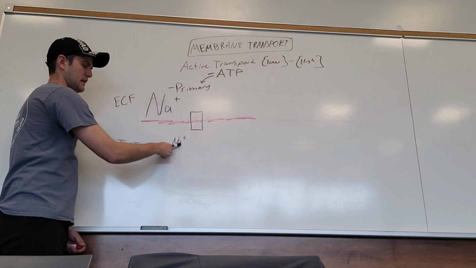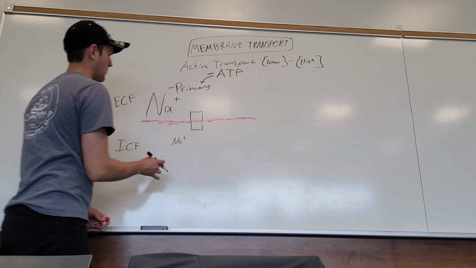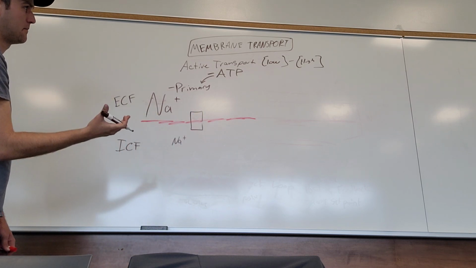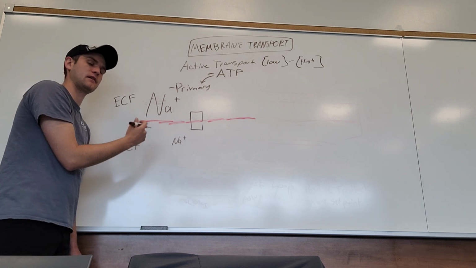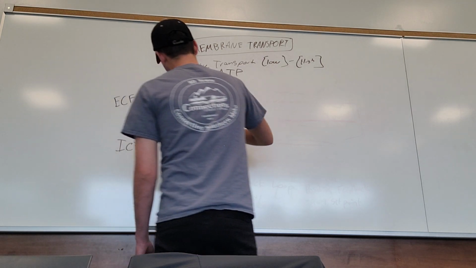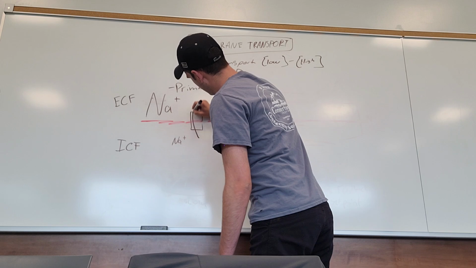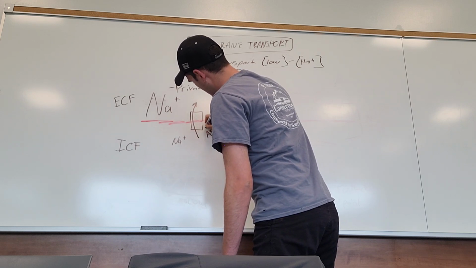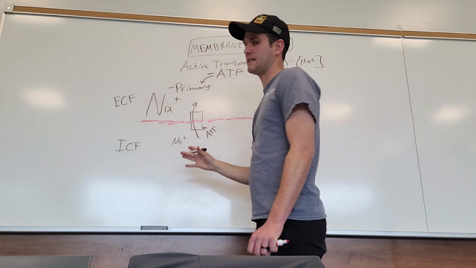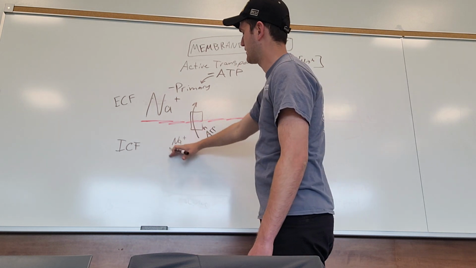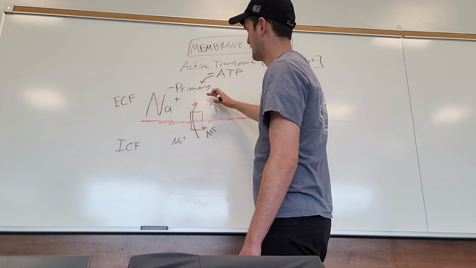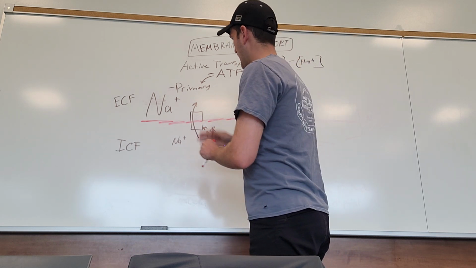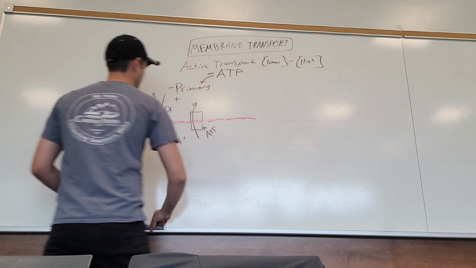But we want to move our sodium outside the cell in order to maintain a high concentration on the outside of the cell. But obviously that's not how it naturally wants to flow. So what we need in order for this to happen is we're going to need ATP to come in. And with that ATP, with the energy from that, we're able to move our sodium from its low concentration out to its high concentration. Okay, and that is primary active transport.